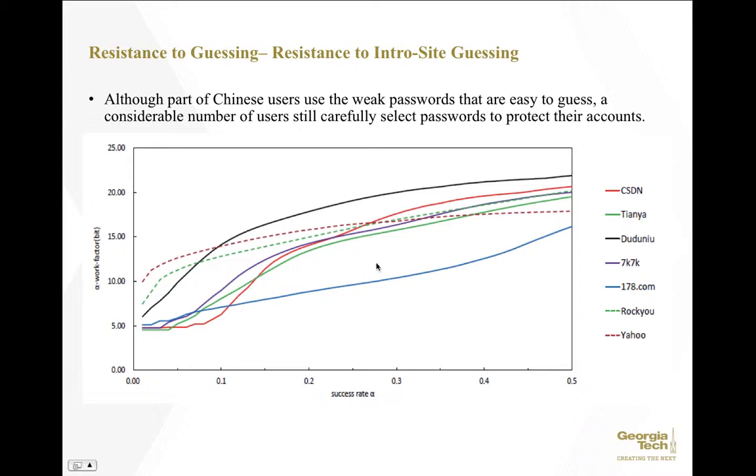You can see other websites like CSDN, a technology sharing website, and Tianya, which is like a BBS. They don't include money transactions or sensitive information, so users do not know who you are on these websites. So they only choose weaker passwords.